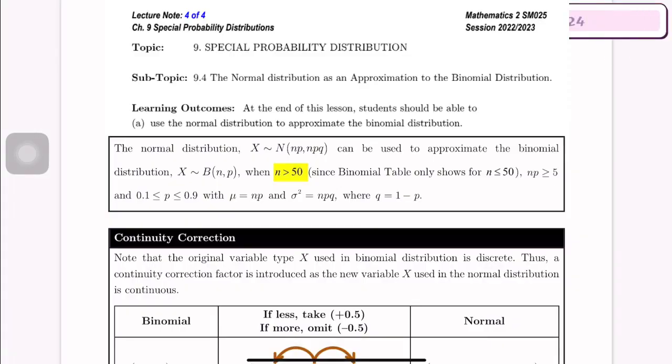In this video, we are going to learn about the normal distribution as an approximation to the binomial distribution. At the end of this video, you should be able to use the normal distribution to approximate the binomial distribution.